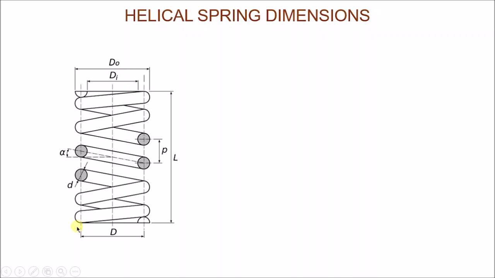The next diameter I am going to speak about is the diameter of the wire. That is the diameter of the cross-section of the wire, because if you look at the cross-section of a wire, you will see that it is a circle. The diameter of that circle is small d. That's what we will refer to as small d, and that is the diameter of the wire.